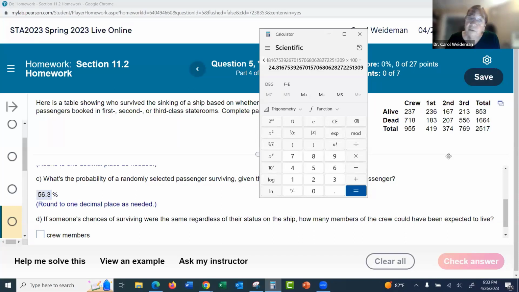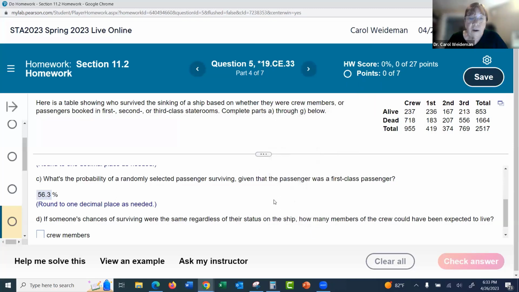I think I'd rather be in first class. Plus, right? Because it's twice as high the survival rate as the crew members. So this is the kind of thing you're going to see when there is something going on. The chi-square statistic here, I don't know if we do it on this problem or not, but it's definitely going to be significant.